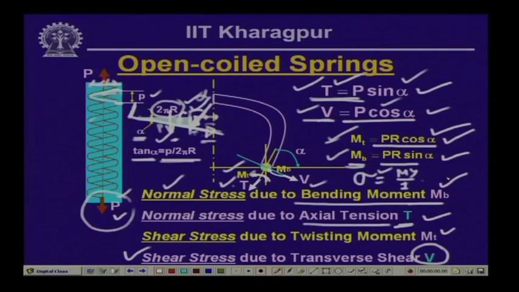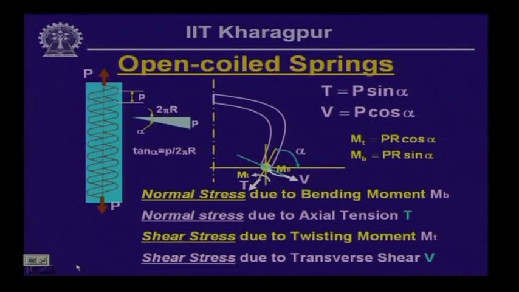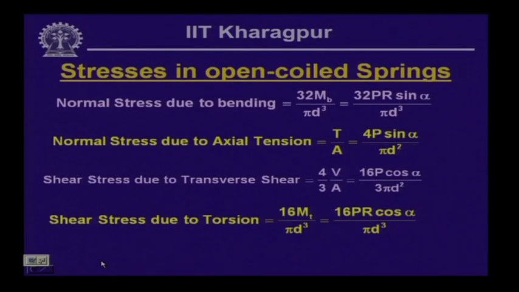Now, these two normal stresses which are resulting from the bending moment and the direct tensile pull, we can have a combined normal stress, and the shearing stresses which are resulting from the twisting moment and the transverse shear, we can have a resulting shear, and from the normal and the shearing stress we can compute the resulting value of the maximum normal stress and the maximum shear stress using Mohr circle or transformation equations.